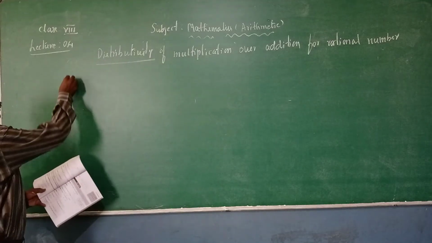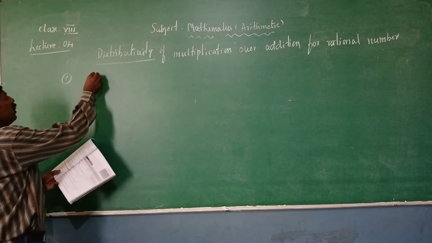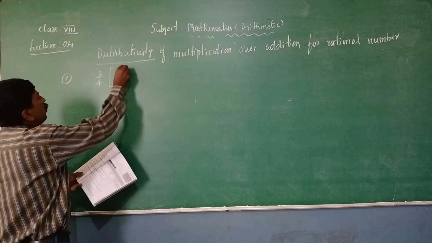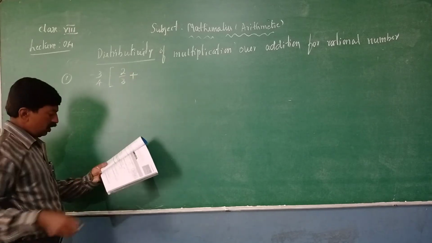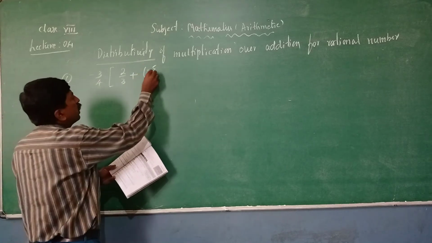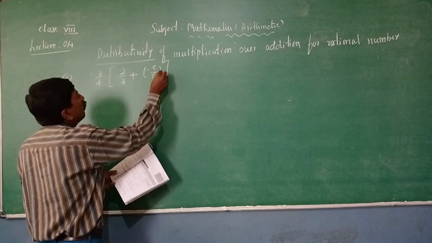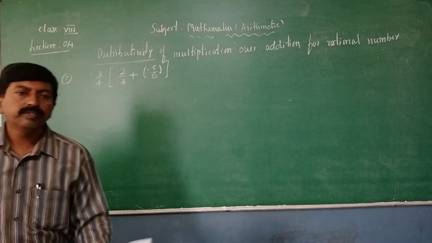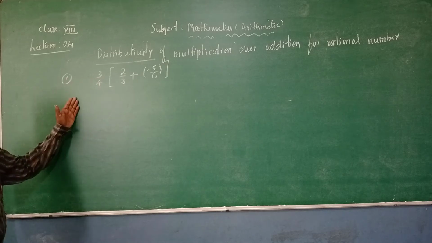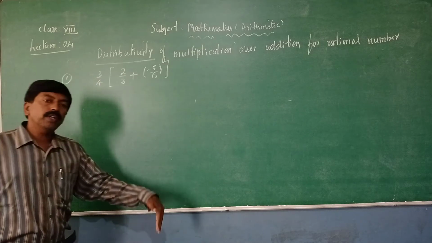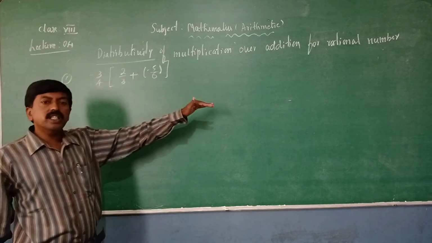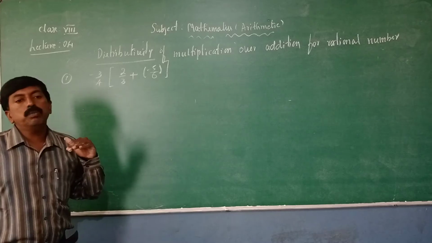For that I would like to take one question. Minus 3 by 4 of 2 by 3 plus of minus 5 by 6. See, very interesting one. Actually minus 3 by 4 is on the left side, that is called left distributivity. If minus 3 by 4 is on the right side, that is called right distributivity.